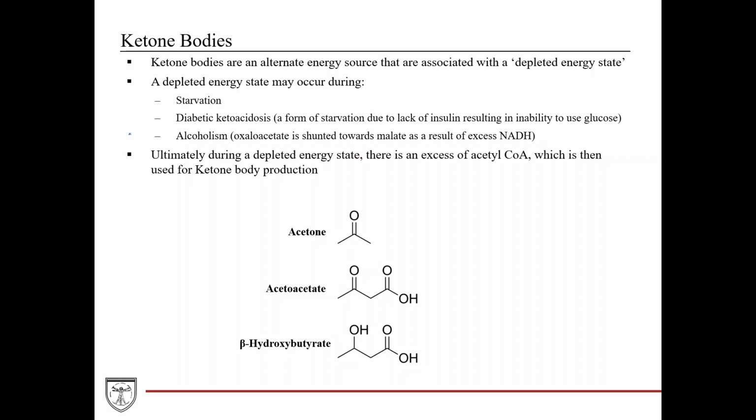So we've talked about ketone bodies in previous lectures, and now we're going to take a couple slides to really dive in and talk about what ketone bodies are, where they come from, and how they're used. They're an alternate energy source, and they're primarily synthesized in the liver, and within the liver, they're synthesized in the mitochondria. They're associated with a depleted energy state. So you really only synthesize ketone bodies in periods like this where you have very prolonged starvation.